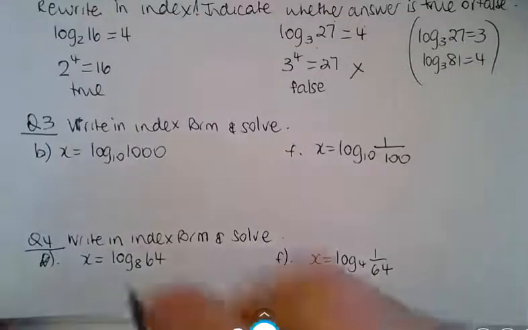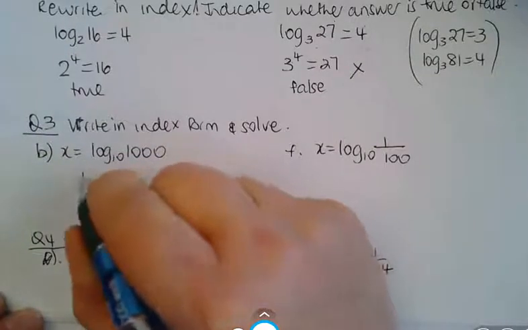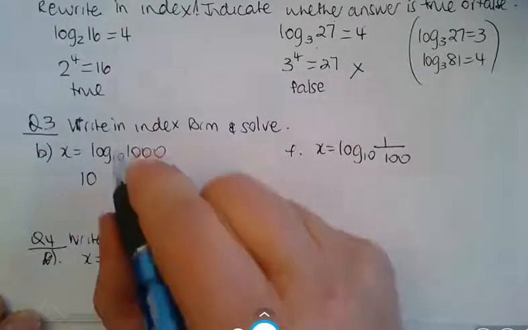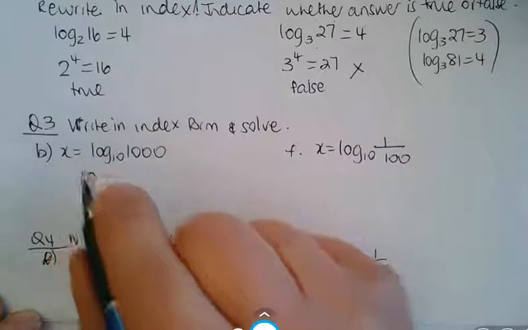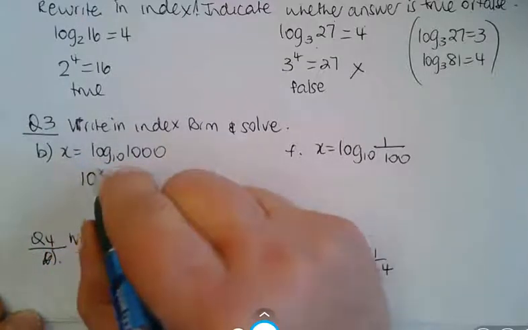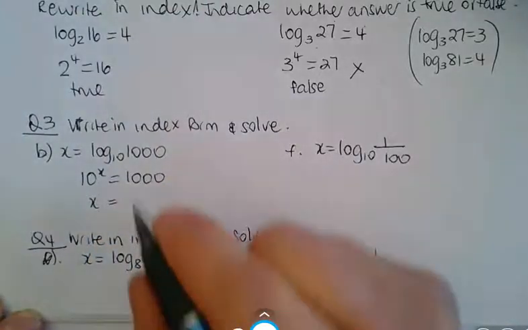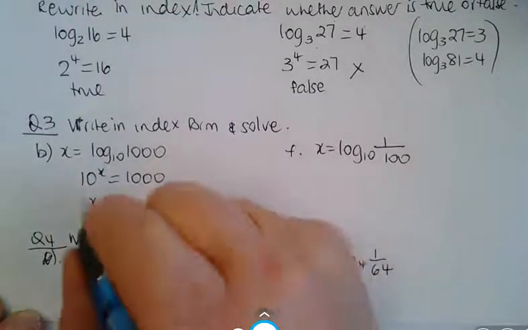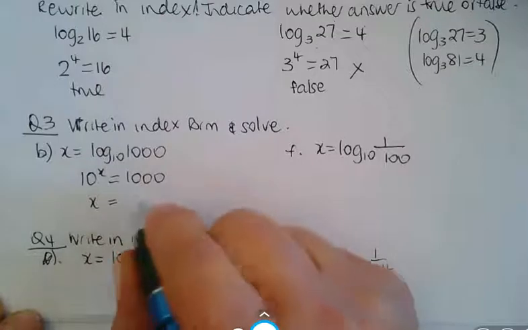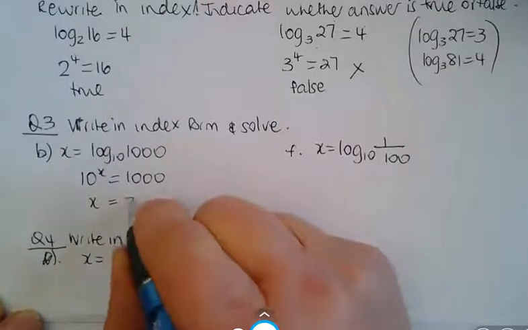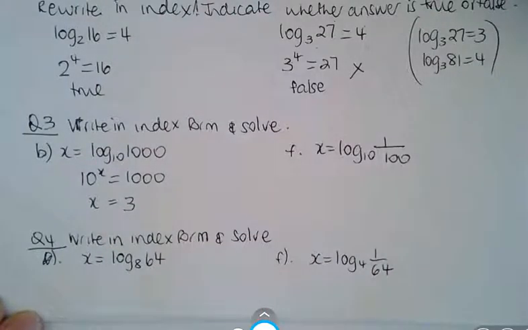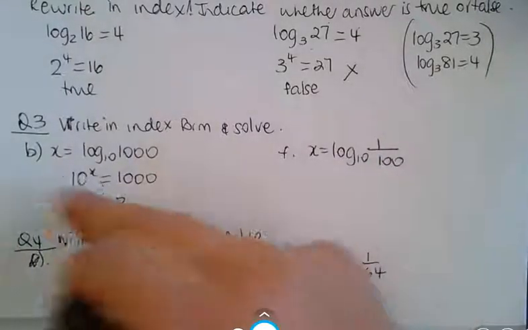Okay, write in index form and solve. 10 is the base. How do I write it? 10 to the power of x is 1,000. What's the answer? x is 3. I can write that as 10 to the power of x is 10 to the power of 3, but x is 3, because 10 cubed is 1,000. The next one. So that one doesn't need much working.